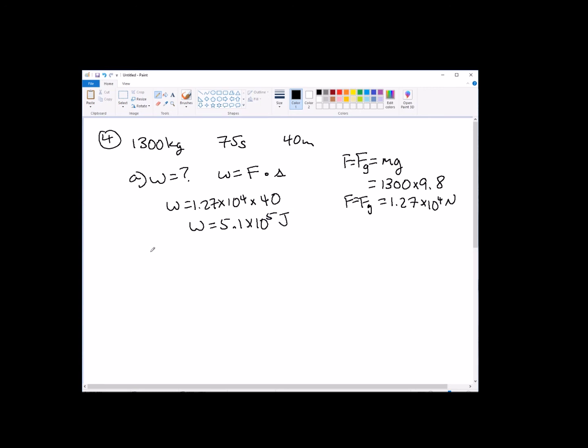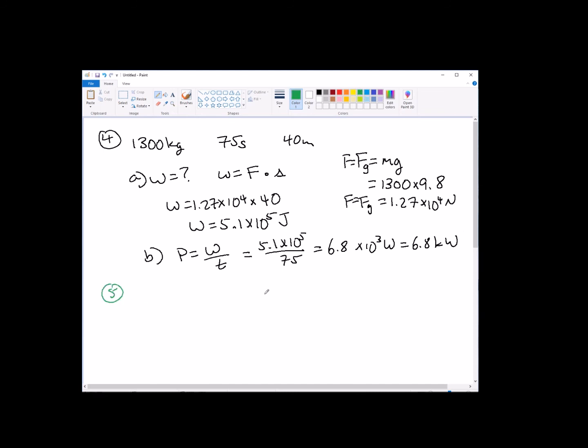Okay. Part B says, what is the power generated by the elevator? Well, so power is equal to work over time. So we have 5.1 times 10 to the 5 over 75 seconds gives us an answer of 6.8 times 10 to the 3 watts, or 6.8 kilowatts. All right, change color again.